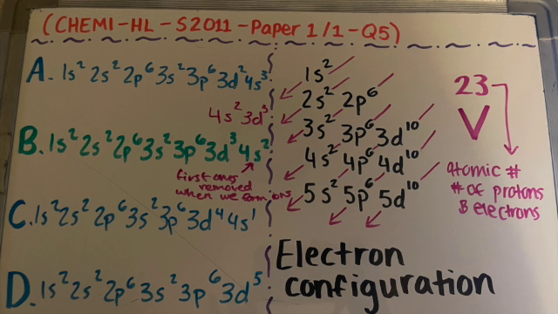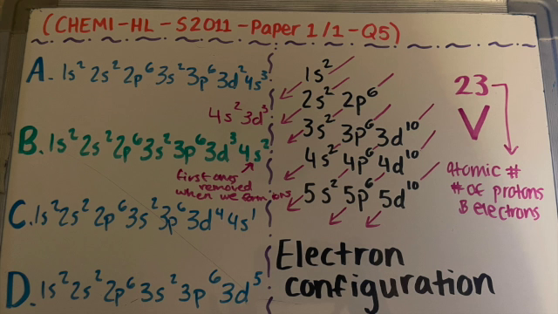What I did was we needed to have 23. So 1s2 plus 2s2, that's going to be 4. Then plus 2p6, that's going to be 10. Then 3s2, which is 12. Then 3p6, which is 18. Then 4s2, which is 20. Then 3d3, which makes 23.